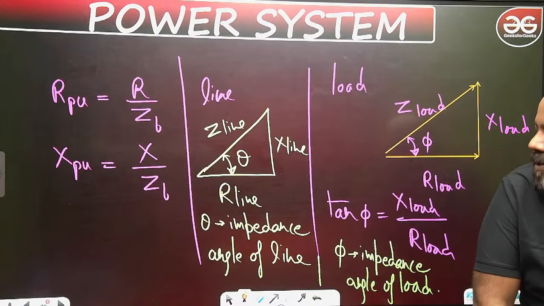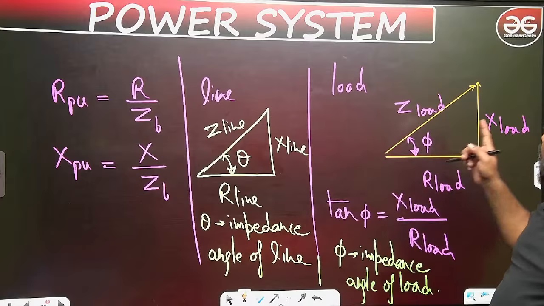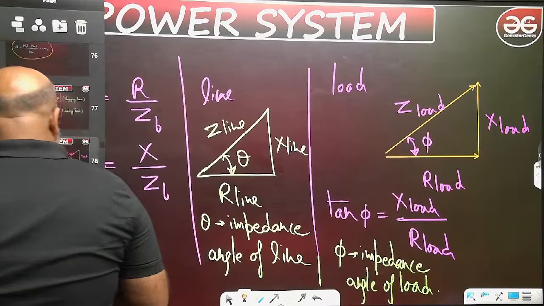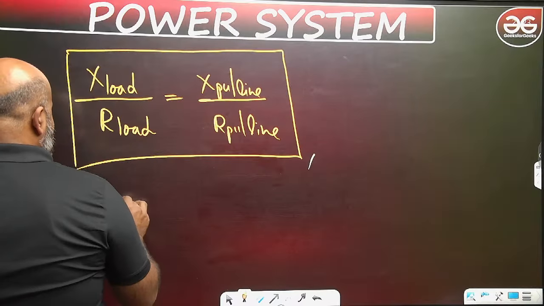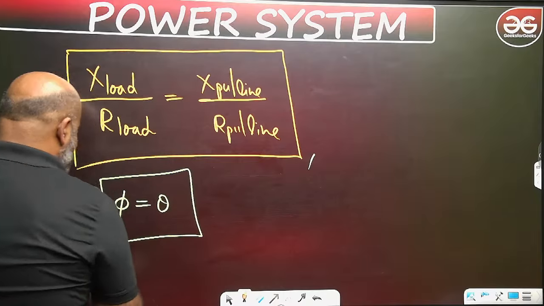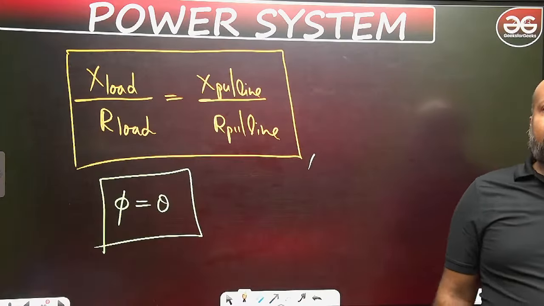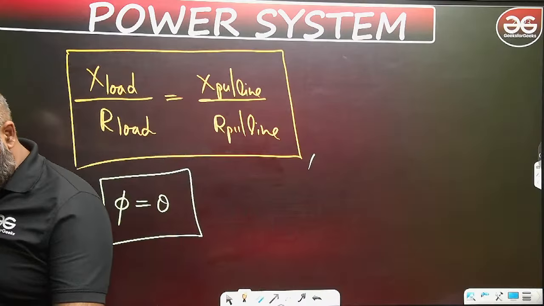I hope you understand this difference. So if X by R of the line is equal to X by R of the load, you can say theta is equal to phi. Theta is fixed, phi is variable. So phi is equal to theta. Just note it down. Everybody just tell me in the comment section, are you getting this or not?